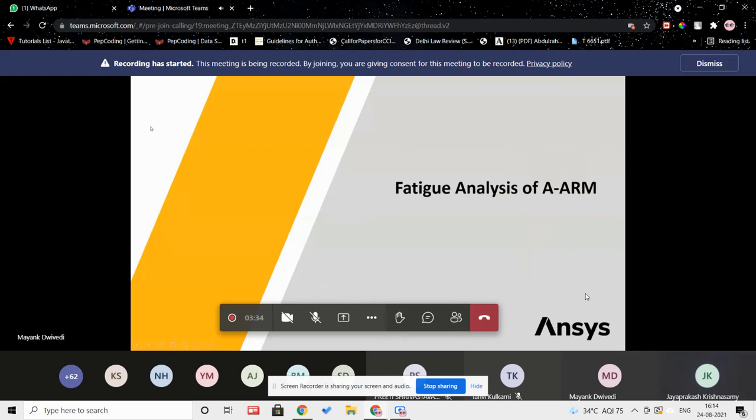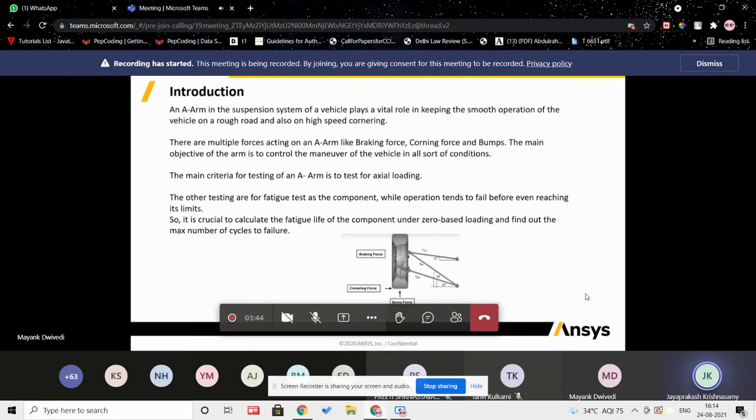The next one is a fatigue analysis of an arm, which is used to connect the vehicle's wheel with the frame. There are different types of forces applied on this when the vehicle is subjected to different maneuvers: axial loading, braking force, cornering force, and bumps when you hit a bump. There are different types of loads acting on it.